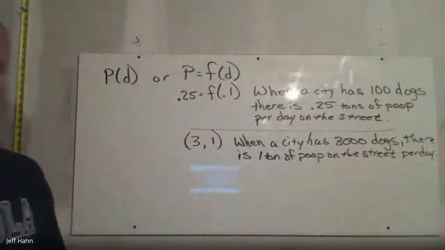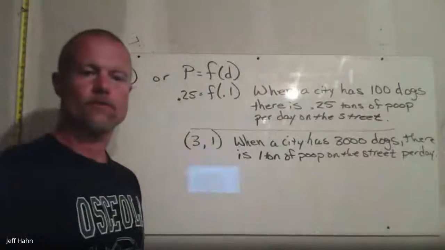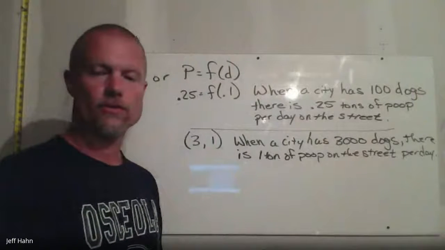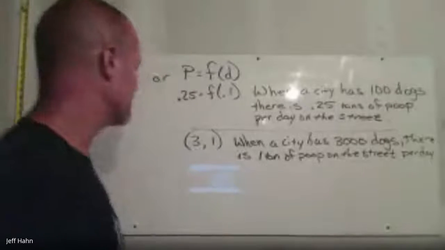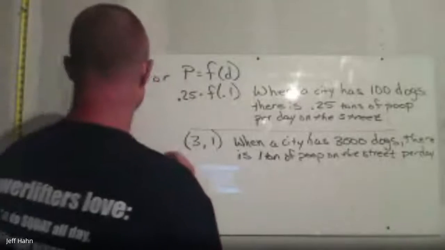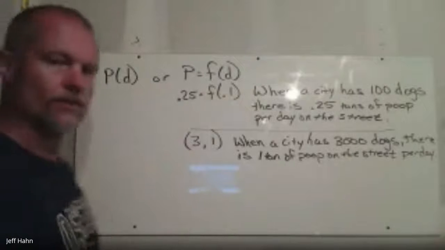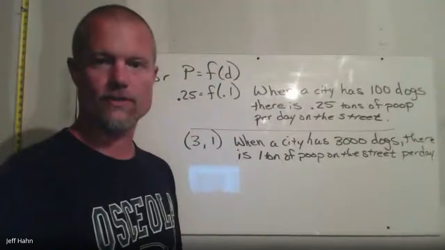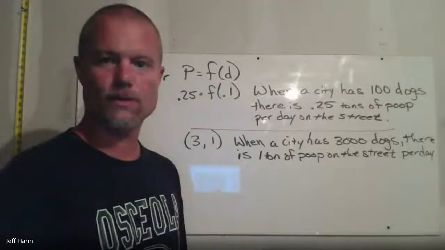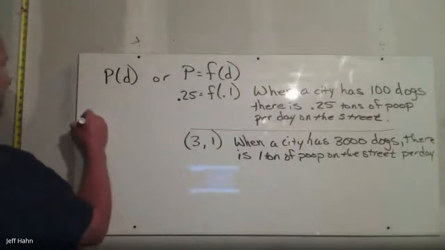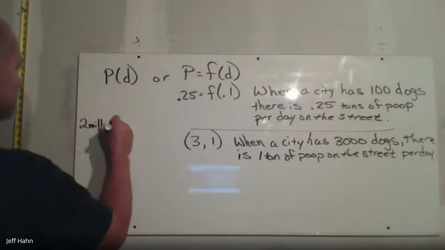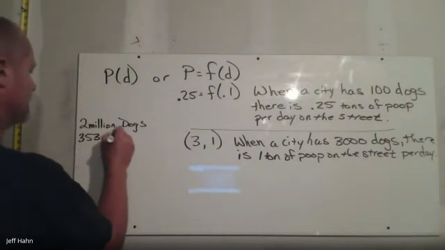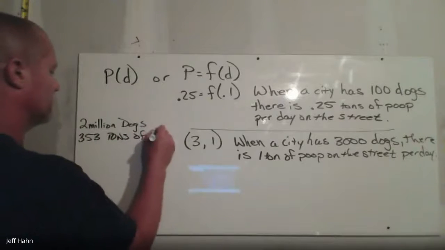Like that. Okay. The next piece was in Mexico City. We had to write this in function notation. So if I remember right, let me come up with it. I got to look back quick. It was 2 million dogs and 353 tons of poop. Whoa. 2 million dogs and 353 tons of poop.